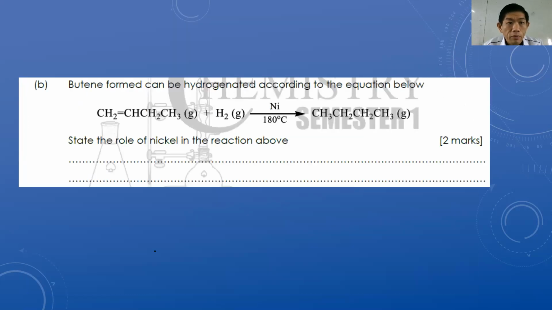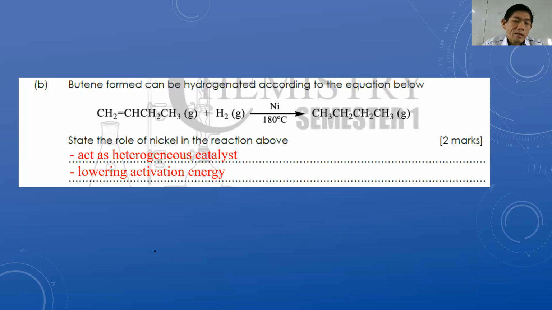And finally, B, butene can be hydrogenated according to the equation below. CH2=CHCH2CH3 plus H2, with nickel at 180 degrees Celsius, gives butane gas. State the role of nickel in the reaction above. The nickel here acts as a heterogeneous catalyst. Why does it act as a heterogeneous catalyst? Because it gives a lower activation energy. If you want, you can also add that this is a heterogeneous catalyst because nickel and the reactants are in different states of matter. You can also add that as the answer here. So that is how you answer question number 4.